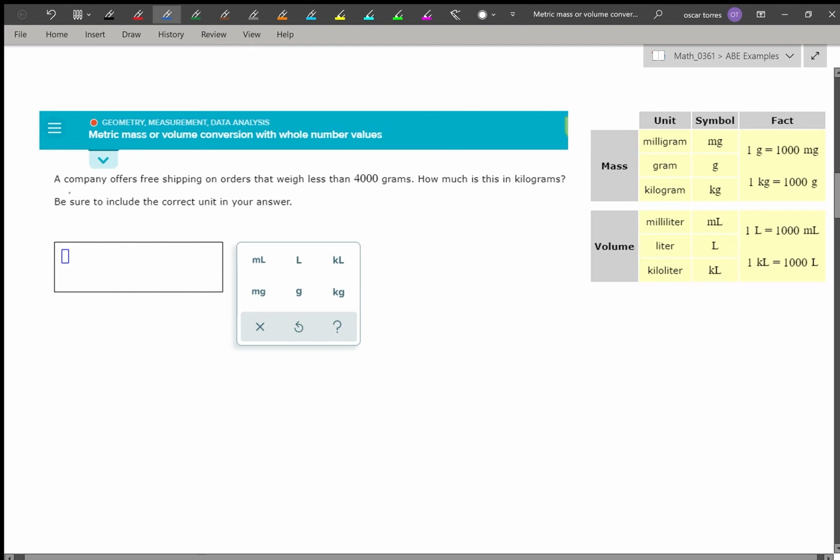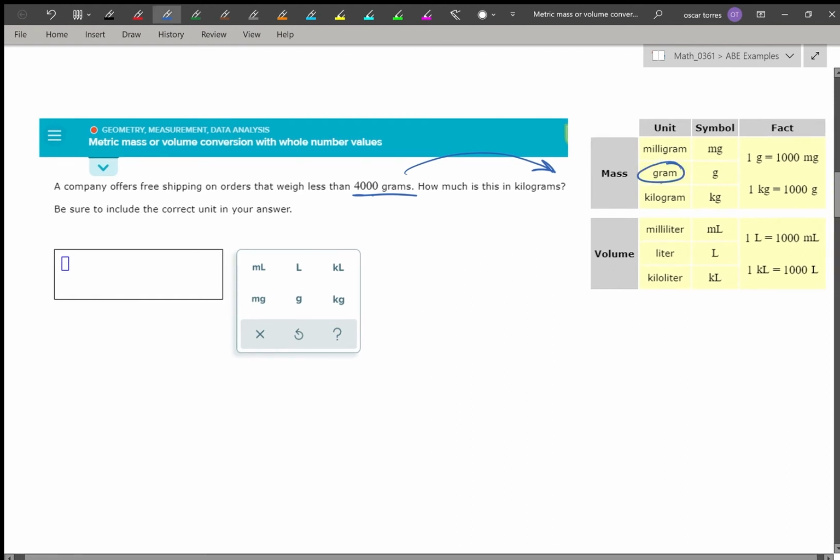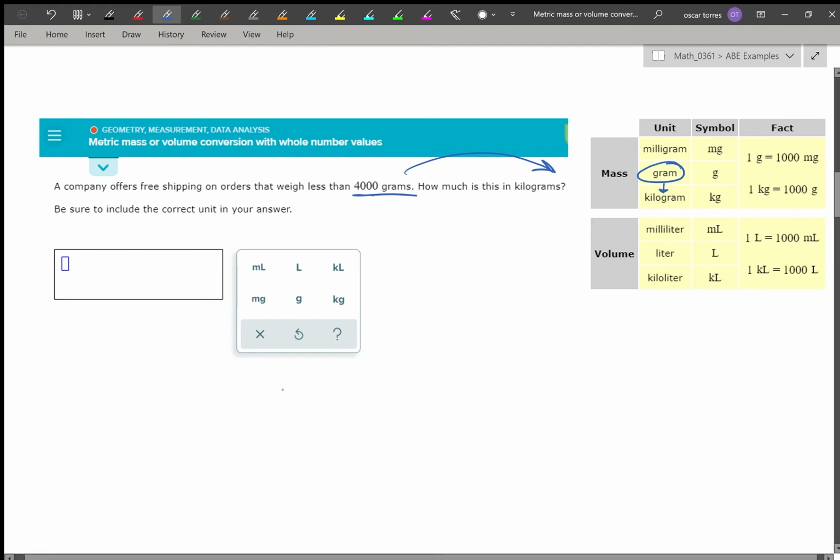For this problem, it tells us that a company offers free shipping on orders that weigh less than 4,000 grams. They want us to convert grams to kilograms. So if I look at my table, I'm going from grams to kilograms. I'm working my way down. And if we work our way down, between multiplying and dividing, we are going to divide. I'm going to take 4,000 and divide this by 1,000. This will give me the value of 4, and my unit is now in kilograms. So it turns out that 4,000 grams is equal to 4 kilograms.